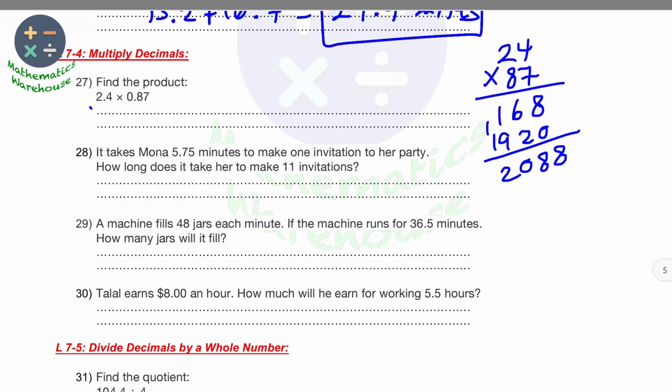We have here 1 decimal place. We have here 2 decimal places. So we have 3 decimal places. So it's 2.088.